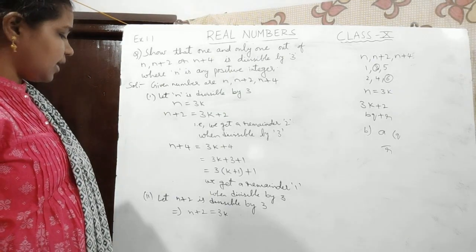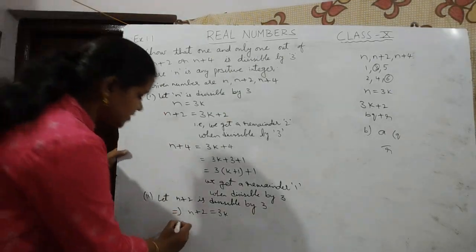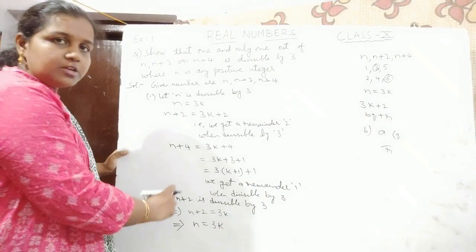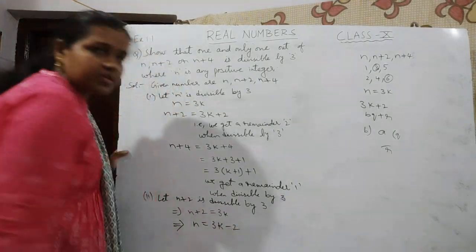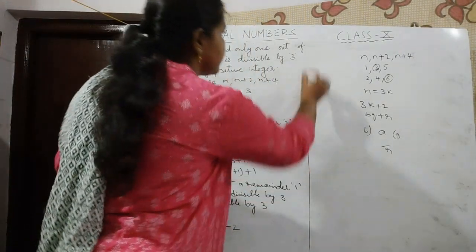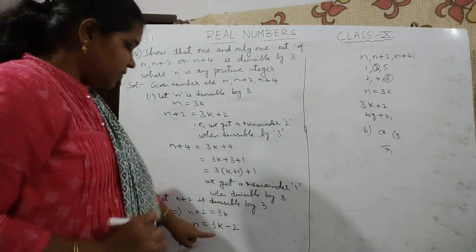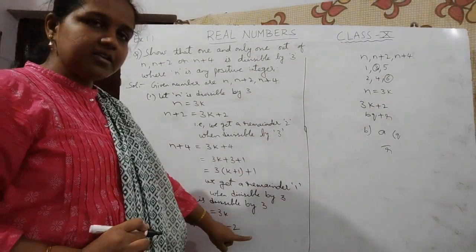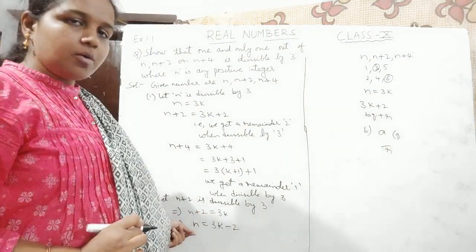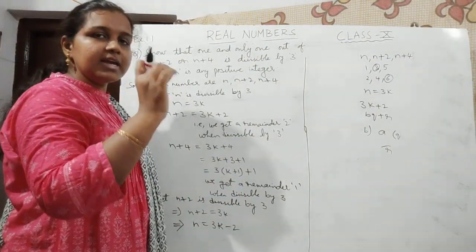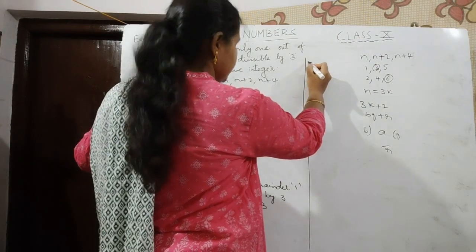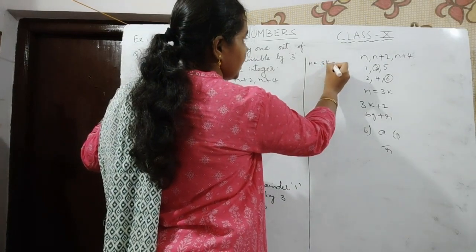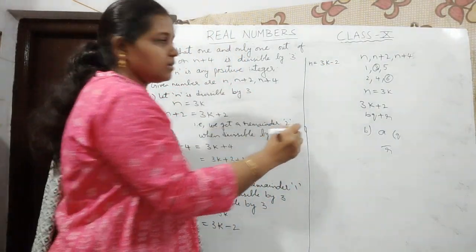Now let us check what will happen to n. From here, what is n? I can write n is equal to 3k, and if I bring 2 to the other side, it becomes minus 2. So I can write it as 3k minus 2. If I have 3 here, then this becomes 3k minus 3. I can take out 3 common. In order to make this 3, I am adding 1 and subtracting 1. So I will get n is equal to 3k minus 2, subtracting 1 and adding 1.